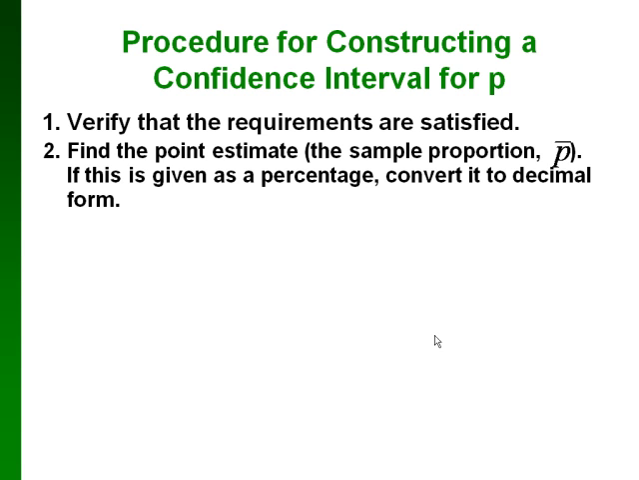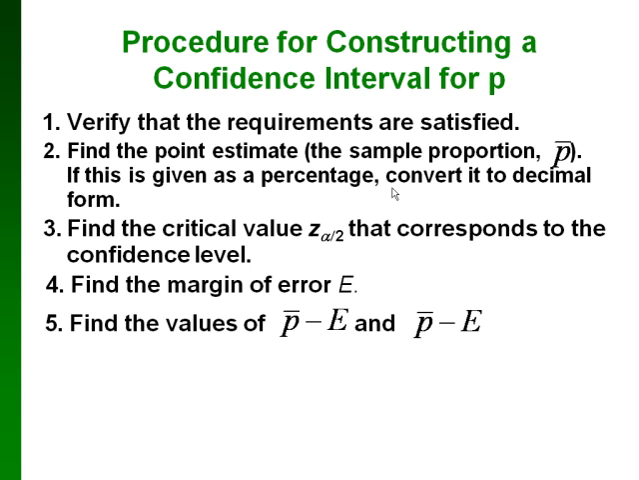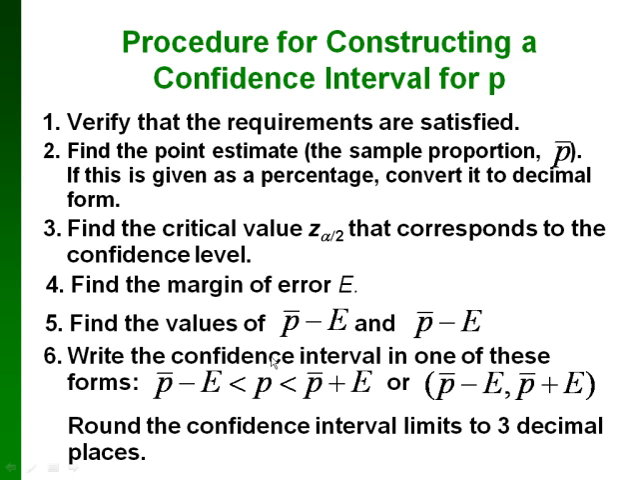Here are the steps that we'll go through. First, again, we want to verify that the requirements are satisfied. Then we find our point estimate, which is the sample proportion, p-bar. If this is given as a percentage, we have to convert it to decimal form. We find our critical value from the standard normal distribution, find our margin of error, and find our confidence limits. Again, we can write our confidence interval as an inequality or in interval form. And for proportions, we're going to round our confidence interval limits to 3 decimal places.